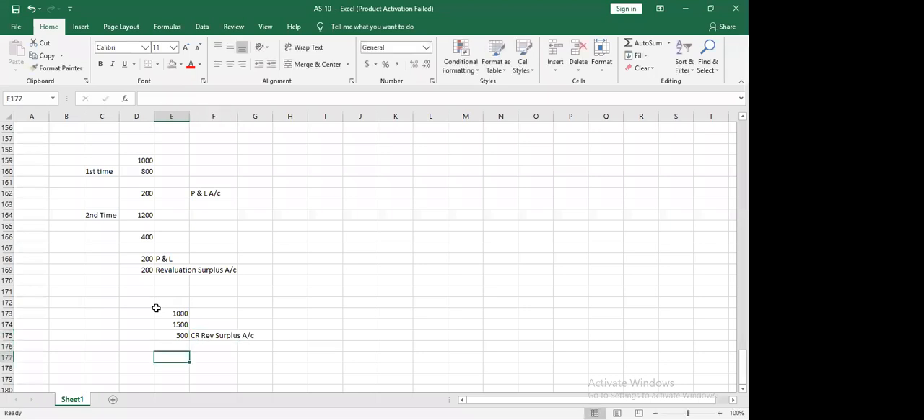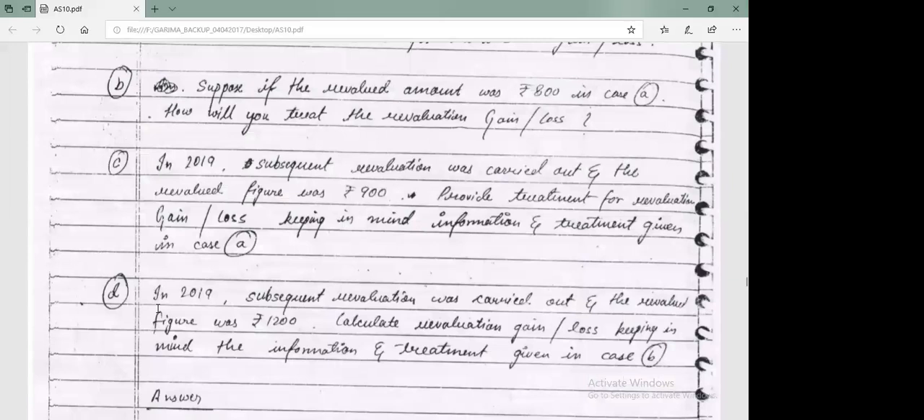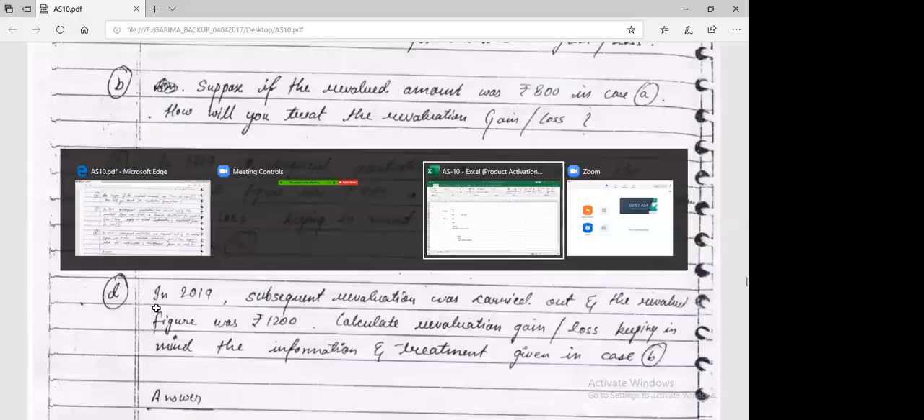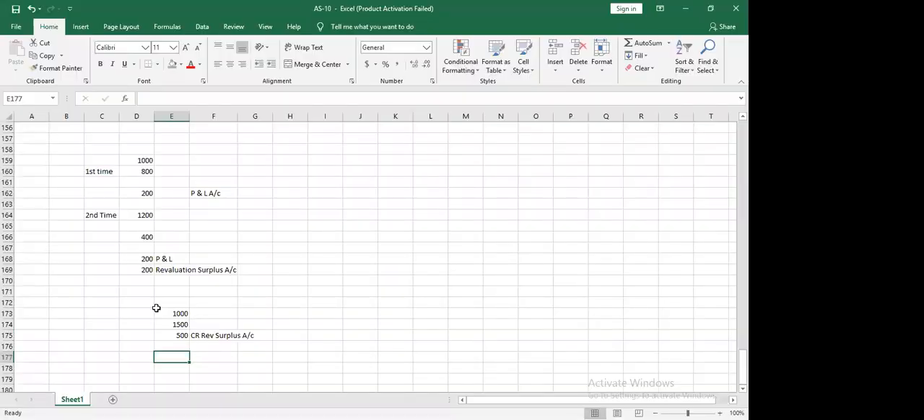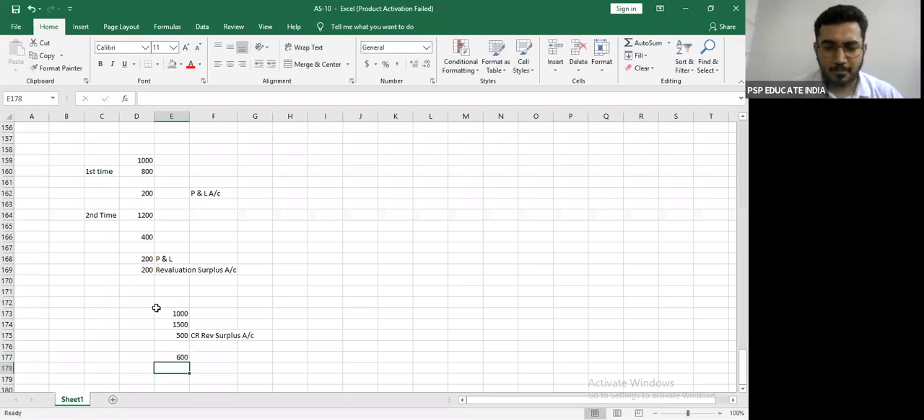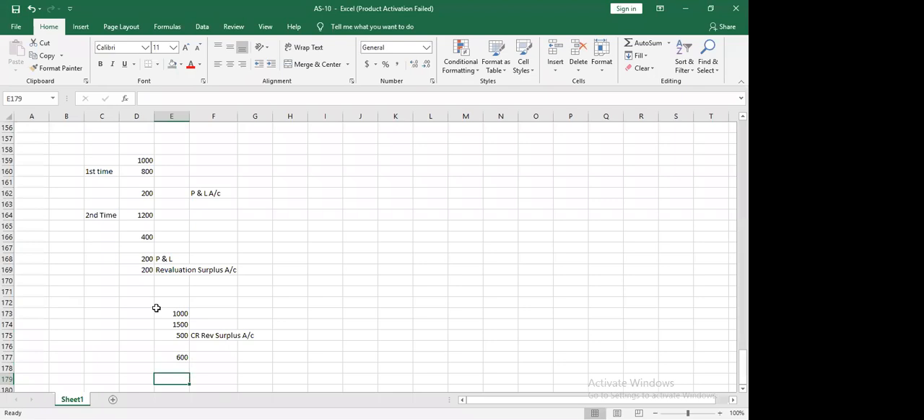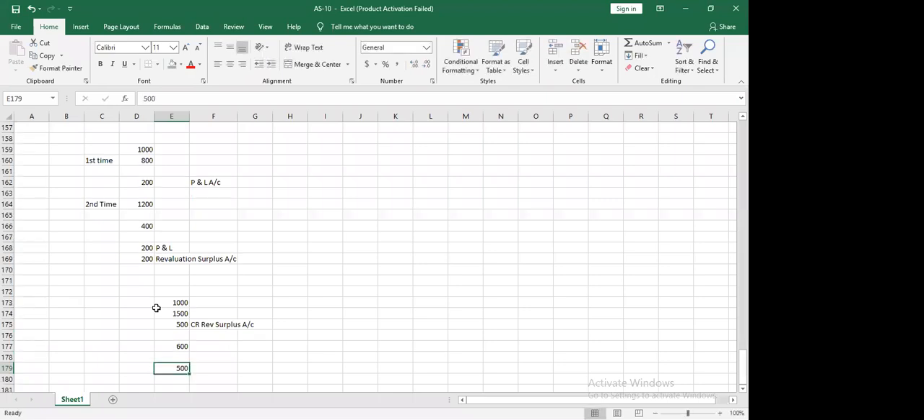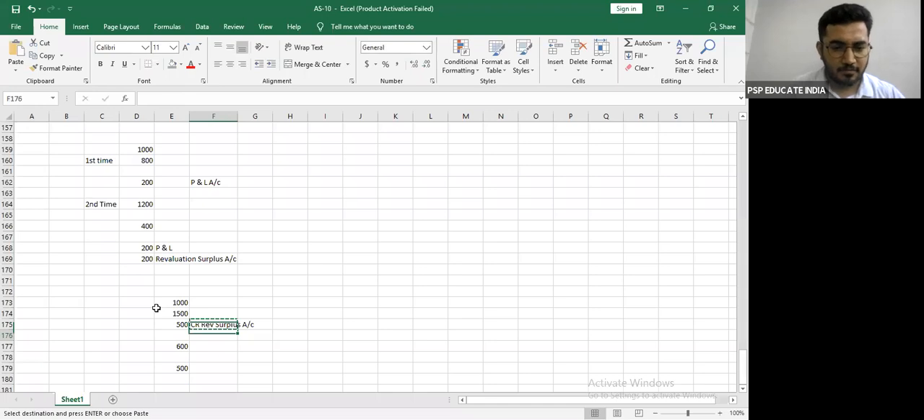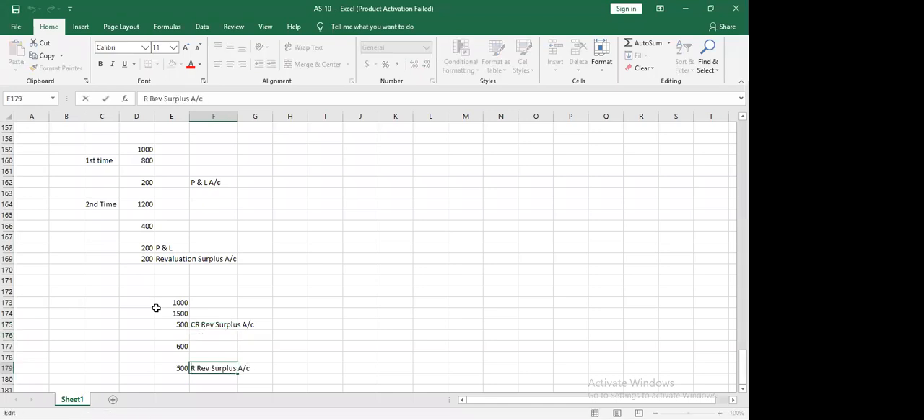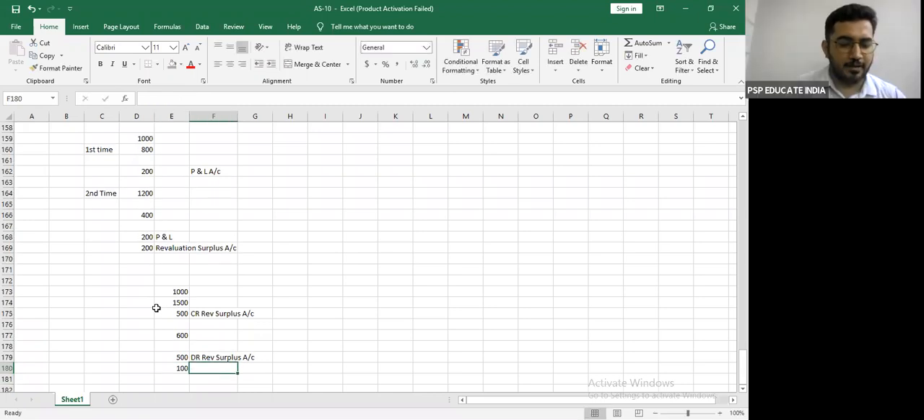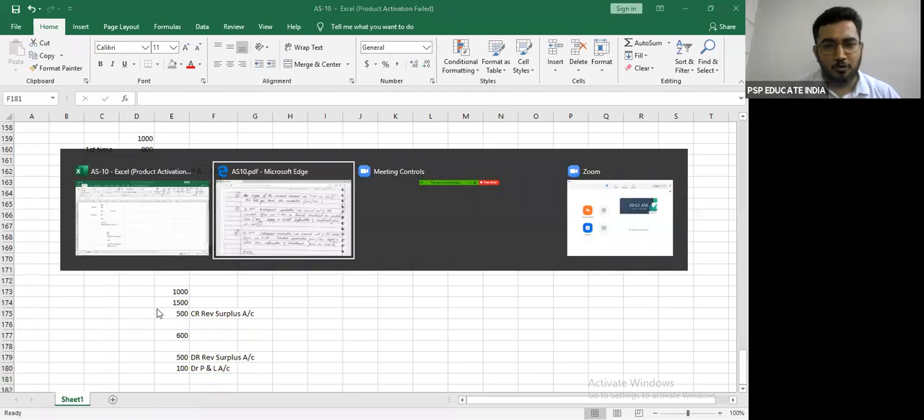Here in this case, there is a downward subsequent revaluation of rupees, sorry, not 100, it's rupees 600 downward revaluation. Out of this 600, first of all, we will set off 500 against the revaluation surplus. And the remaining 100 will be debited to the profit and loss account.